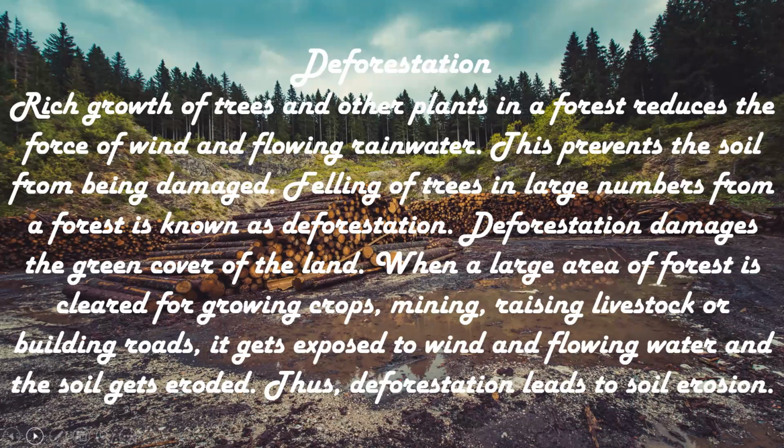Deforestation. Rich growth of trees and other plants in a forest reduces the force of wind and flowing rainwater. This prevents the soil from being damaged. Falling of trees in large numbers from a forest is known as deforestation. Deforestation damages the green cover of the land. When a large area of the forest is cleared for growing crops, mining, raising livestock, or building roads, it gets exposed to wind and flowing water, and the soil gets eroded. Thus, deforestation leads to soil erosion.